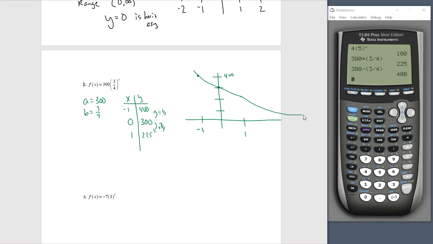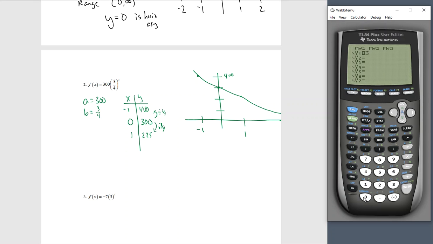It would eventually get super close to my asymptote here. And I ran off the paper, but you get the idea. So it's still going to decrease. It just, because this 3/4 is so tiny and we're starting up here at 300, it takes forever to decrease.